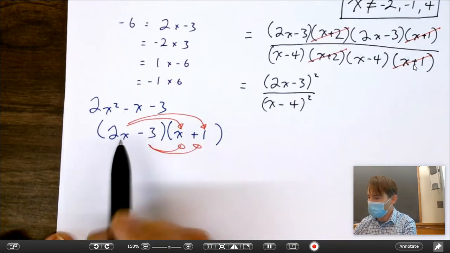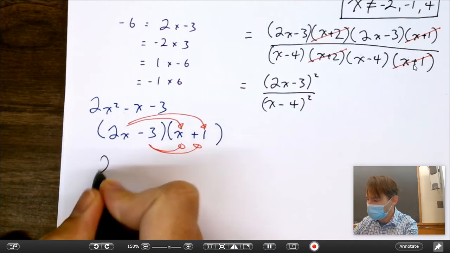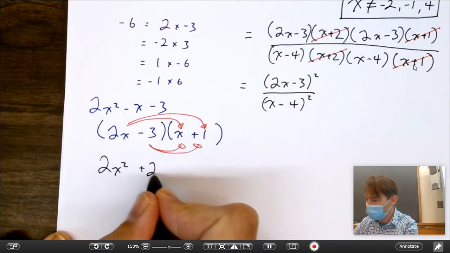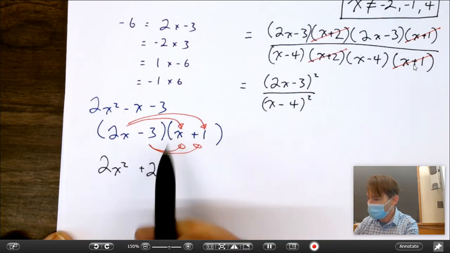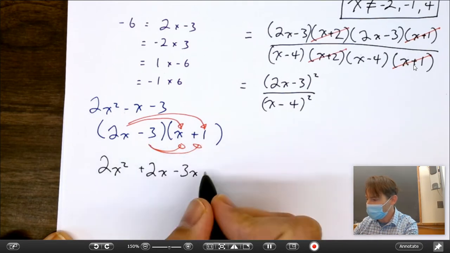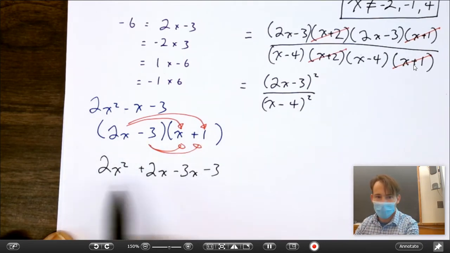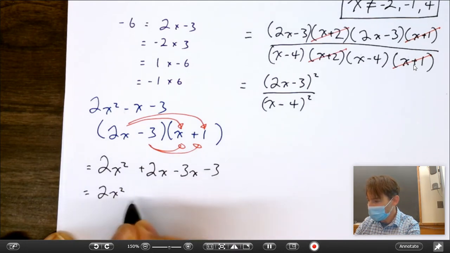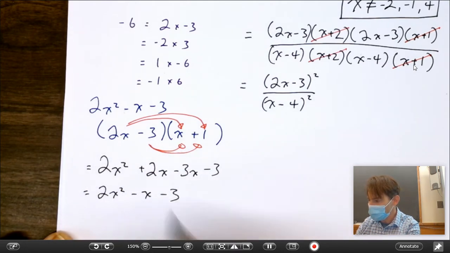Okay, let's FOIL it. 2x times x is 2x squared. 2x times 1 is plus 2x. Negative 3 times x is negative 3x. And negative 3 times 1 is negative 3. Now I collect my like terms. This is equal to 2x squared minus x minus 3.